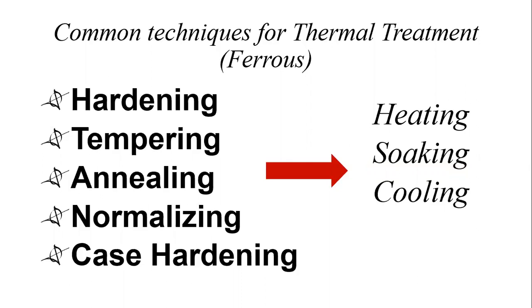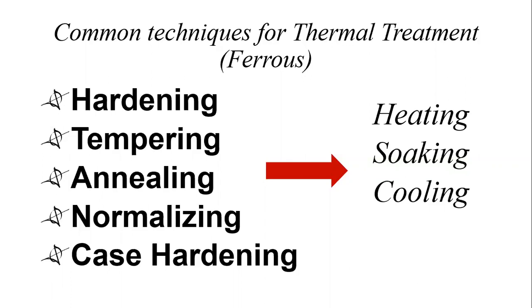There are 5 common techniques. There are more, but the most important ones, the ones you should care about, are these 5 on the left: hardening, tempering, annealing, normalizing, and case hardening. These are the most common techniques for thermal treatments, and specifically, don't forget, for ferrous materials, okay?